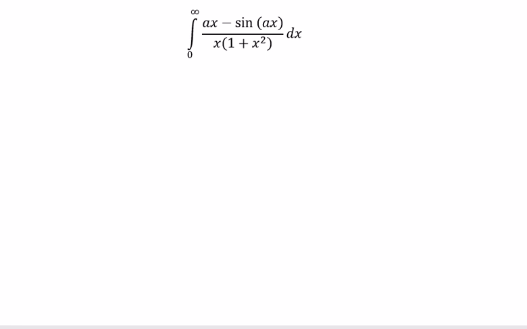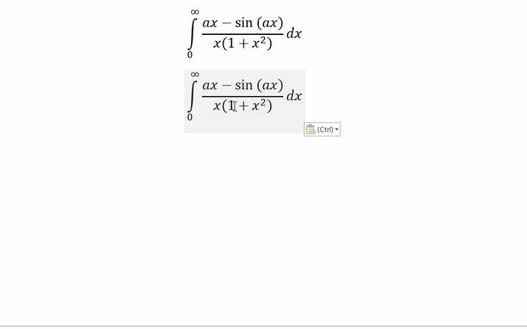The topic today is about the integral. We have the integral from 0 to positive infinity of (ax minus sine of ax) over x, multiplied with 1 plus x to the power of 2, dx. So now I will show you the technique for how to answer the question.